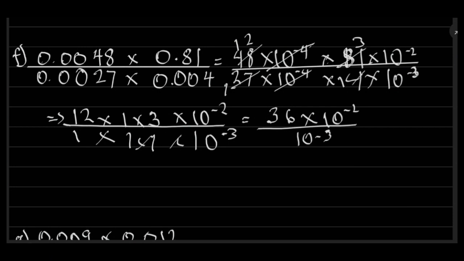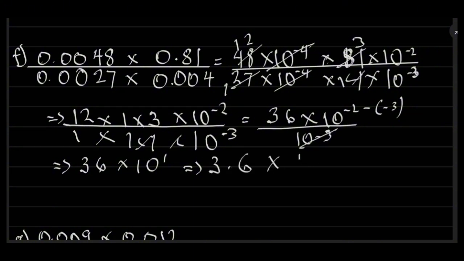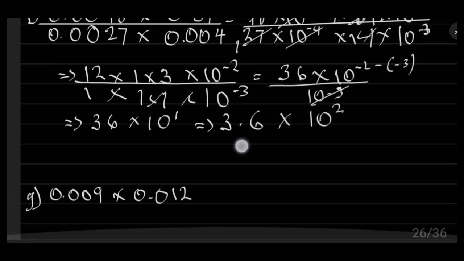So what are we going to do? We are going to subtract this from this, so that would be negative 2 minus negative 3, and that is going to give us 36 times 10. Negative 3 will become positive 3, so that would give us 1. But we are still not in standard form, so we have to write it in standard form. That will give us 3.6 times 10 raised to the power 2, because we have introduced 1 decimal place. So that is how it is solved.